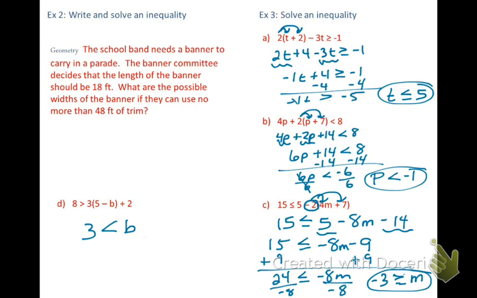What are the possible widths of the banner if you can use no more than 48 feet of trim? So I know it's a rectangular banner, and they say the length should be 18. And we need to know the width. We don't know that. And the whole thing needs to be 48. Well, that is my perimeter. We're trying to find this outer part right here.